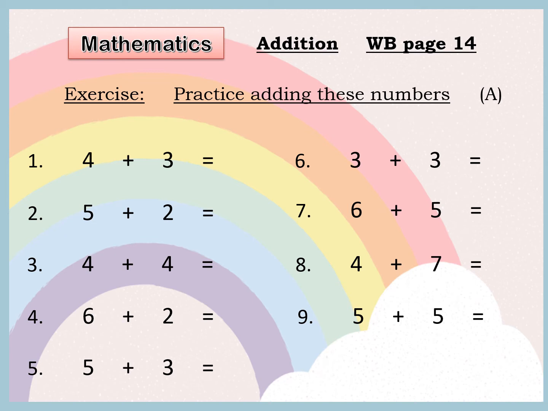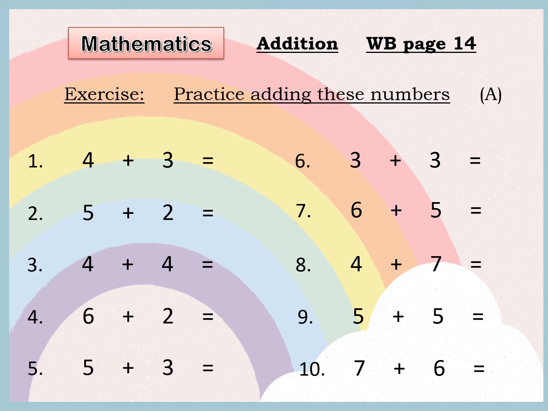You ready for the last one? Number 10. We have 7 plus 6. So everyone, you have to write everything down from numbers 1, 2, 3, 4, 5, 6, 7, 8, 9, 10, and write the equation for number 1, which is 4 plus 3 equals.